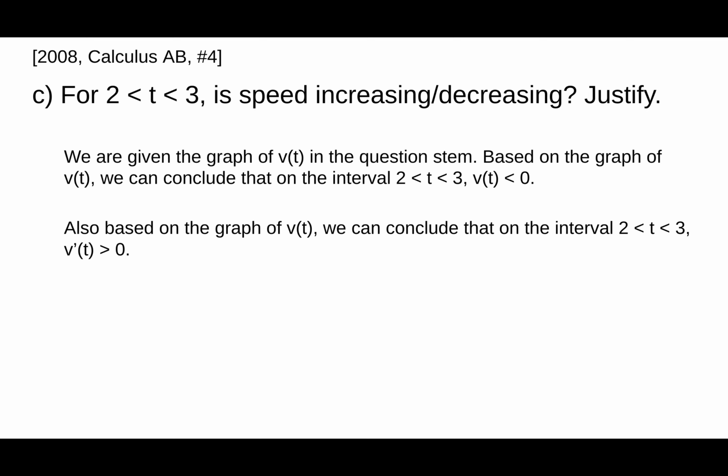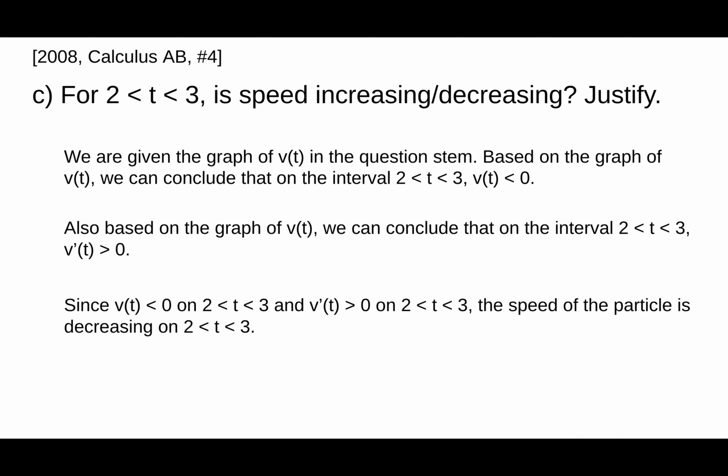Well, the acceleration of the particle is the rate of change of the velocity. Right? And since we have a graph for v of t, we can use the graph to make inferences about the acceleration, or the rate of change of v of t. Right? Looking at the graph of v of t on the interval from 2 to 3, we can see that v prime of t is positive. V of t is increasing on the interval from 2 to 3. It's clearly visible from the graph.